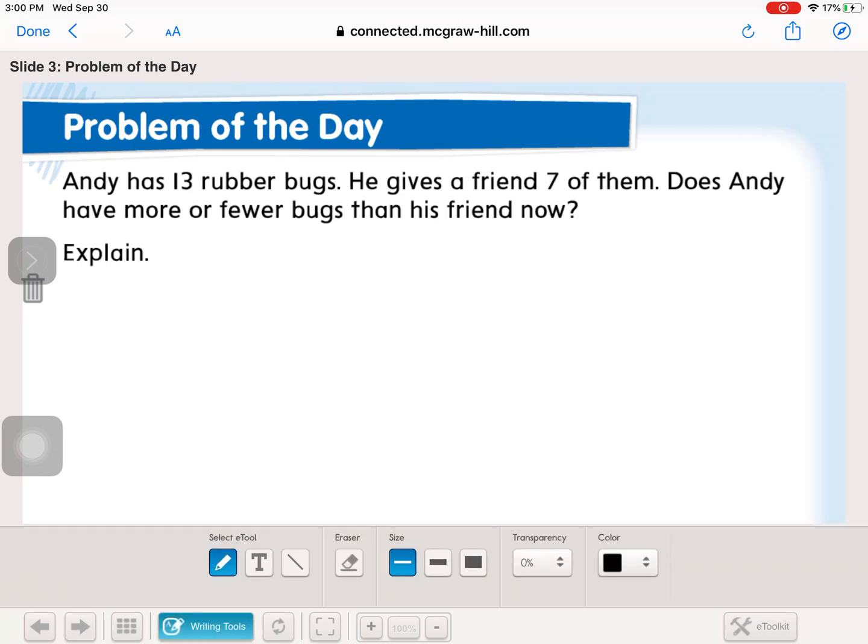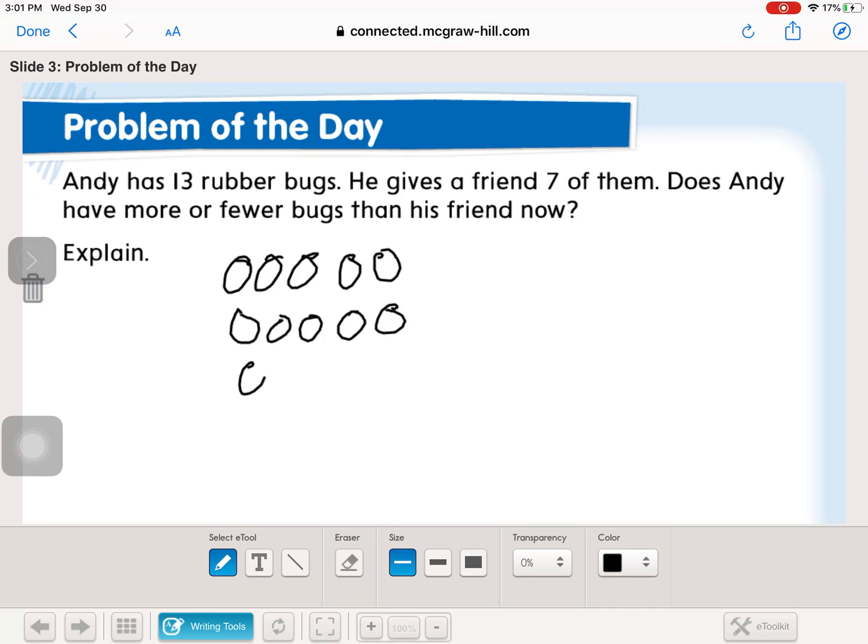I'm going to draw a picture for this one to help me a little bit. It says that Andy has 13 rubber bugs. So there's 5, 10, 13. He gives a friend 7 of them. So 1, 2, 3, 4, 5, 6, 7.